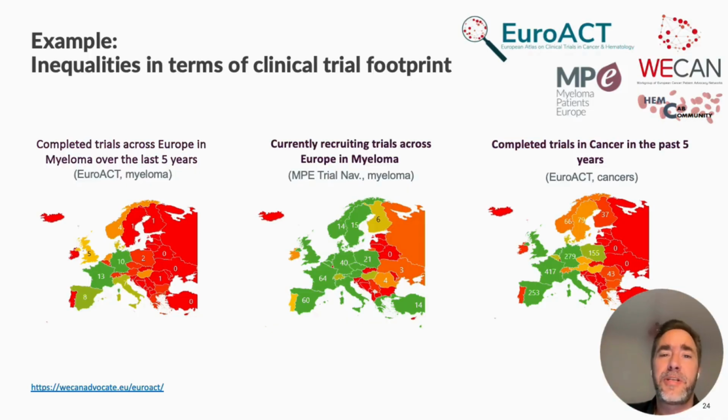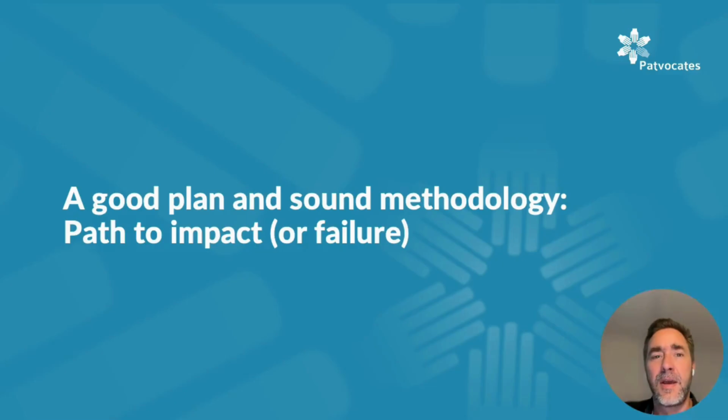We and Myeloma Patients Europe and others have collected a lot of data about where trials are being run. You can see in these charts, on the left side, it's the GAAC project, and on the right side, it's the Myeloma Patients Europe Trial Navigator. You can see how many trials are run in which European country, and you can clearly see here the East-West inequalities in where trials are being run.